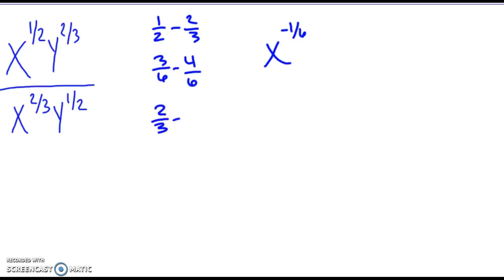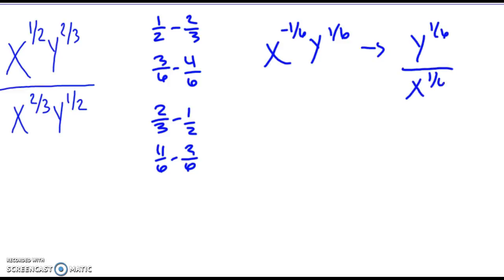I have 2/3 minus 1/2, which is 4/6 minus 3/6. And I have y to the 1/6. I can't have negative exponents. So I next rewrite this as y to the 1/6 over x to the 1/6. I have no double bases, I have no negative exponents, I have no reducible fractions, but I do have a fractional exponent in the denominator, so I need to rationalize.